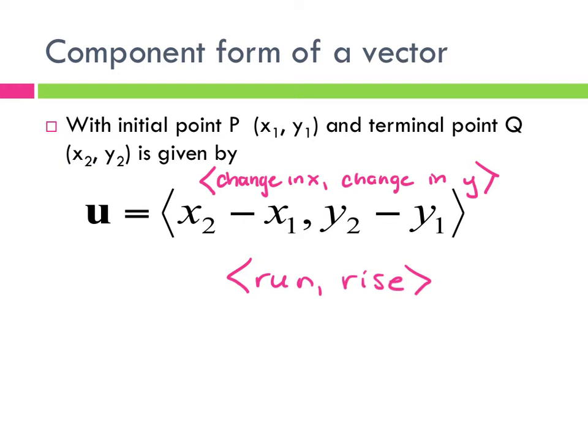So I do the second or the terminal x minus the initial x, and then the terminal y minus the initial y. And that's important, otherwise the signs get switched. Okay? So it's not like slope where you can pick them in either order. Component form has to be picked in the correct order.